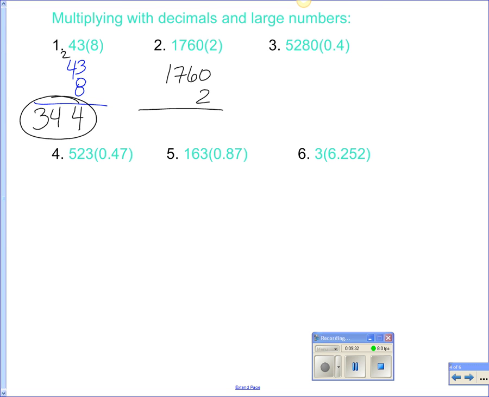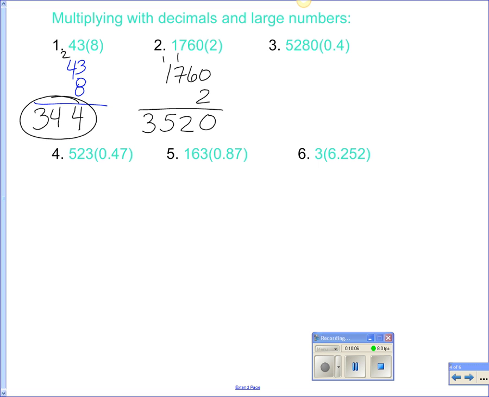All right, let's try another one. 1,760 times 2. All right, so I start with 0 times 2. Anybody? 0. 6 times 2. Good, so I put a 2 here and my 1 here. 7 times 2. Don't forget to add your 1, which would give you. And 1 times 2 plus 1? Good. How would you say that number?